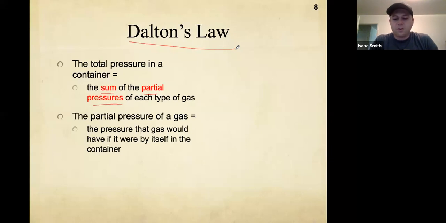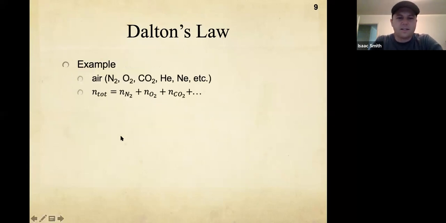Okay, and then a partial pressure, just to work on some vocabulary here, is the pressure that a gas would have if it were by itself in a container. Let me see if I have, oh yeah, here's an example, okay? So air, we're just talking about air. Let's say in this container, we have a jar that's full of air, okay? All right, so you have nitrogen particles exerting a certain force on the walls of this jar, okay?